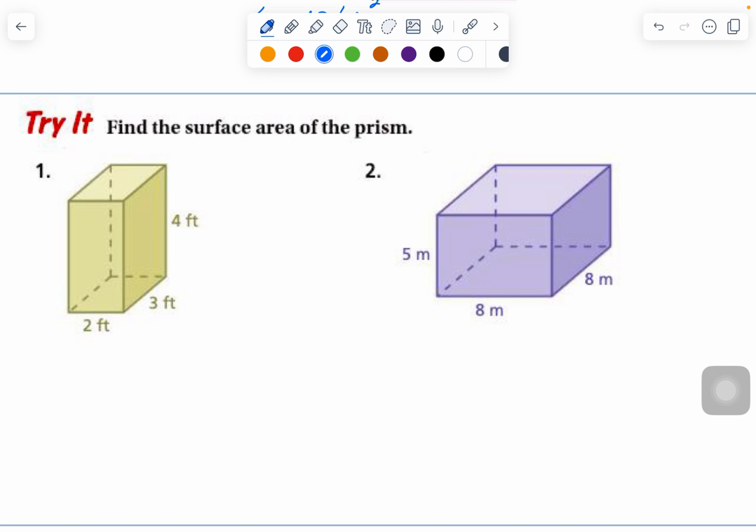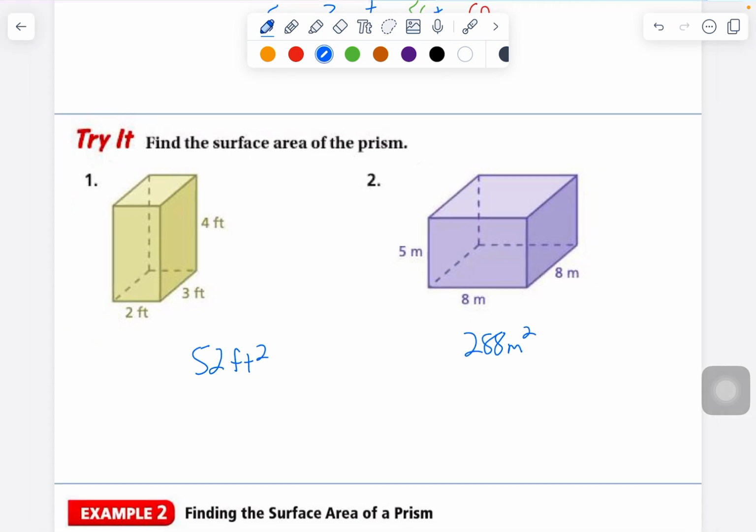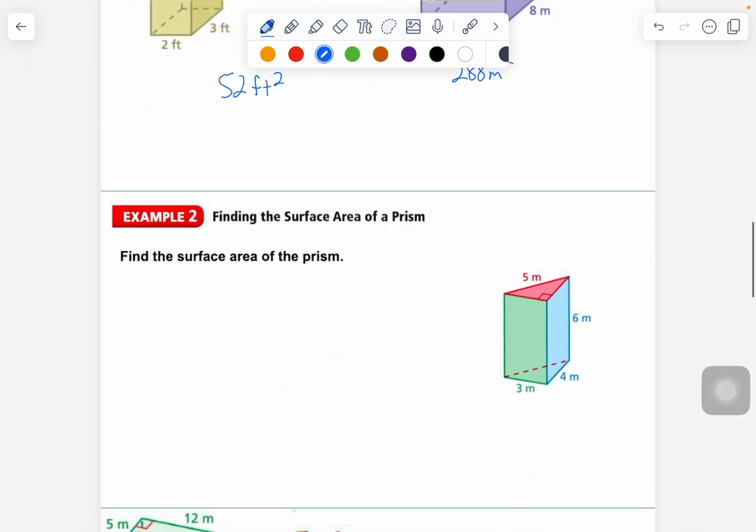All right, so first one, try it, should have been 52 feet squared. So that feels satisfying if you got that. And then this one, a little tougher, bigger numbers, 288 meters squared. Now, if you got those wrong, I'm not going to go over how to do those right now. They're more of just a quick check to see if you're kind of getting it. If we've got questions about this, ask me in Flex or in class when I get back.